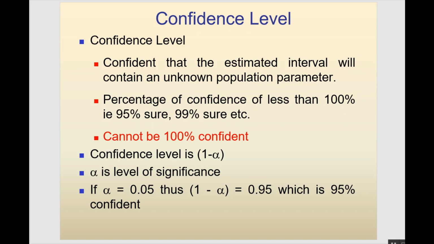And the confidence level is 1 minus alpha, so that you get your confidence level. Alpha we call the level of significance. For example, if alpha, the level of significance, is 0.05, then it will be 1 minus alpha, which is 1 minus 0.05, giving you 0.95. In percentage, it is 95% confident that the estimated interval will contain the unknown population parameter. So that's how we interpret the meaning of this 95%.